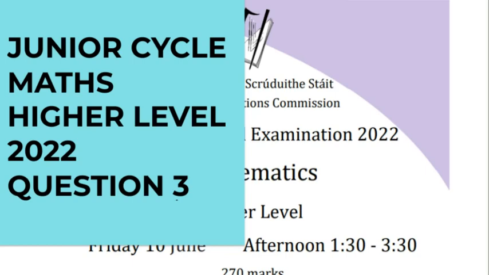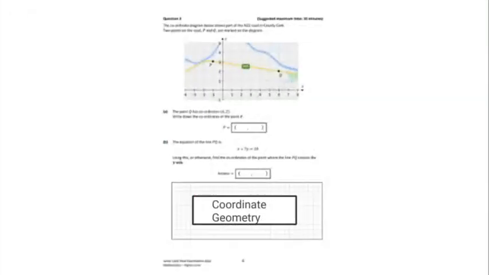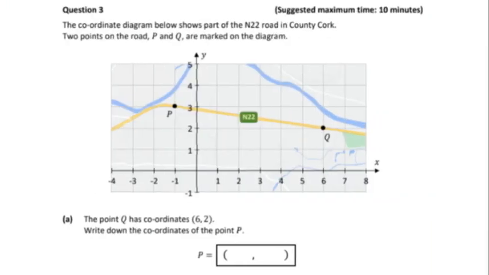Today we're doing the Junior Cert 2022 question 3. It's a coordinate geometry question, so let's have a look. The first part is find the coordinate. The second part is find out where this line intersects the y-axis. And then we have to get the equation of a line through Q. Okay, a perpendicular line. So let's look at all the parts.